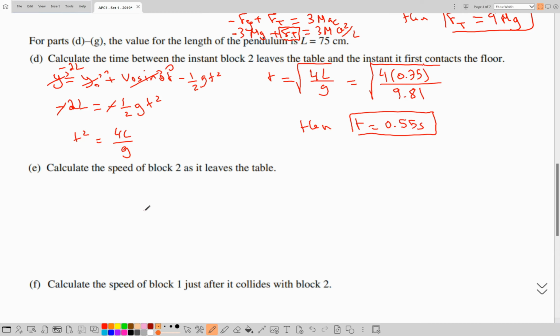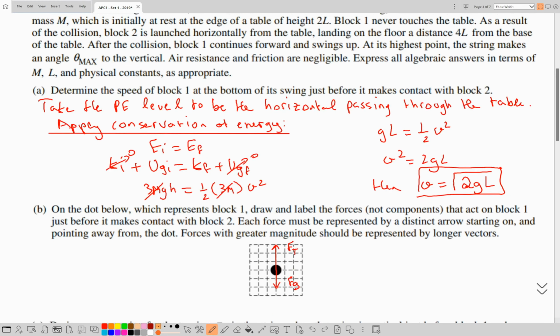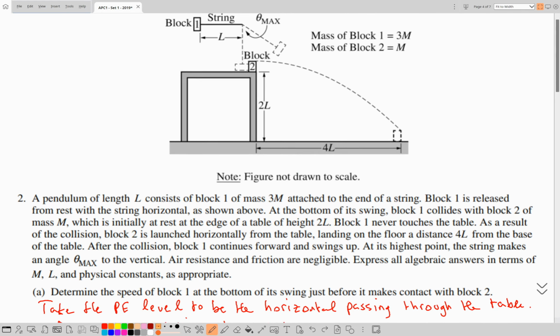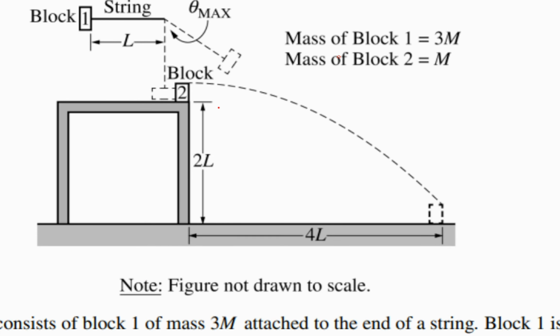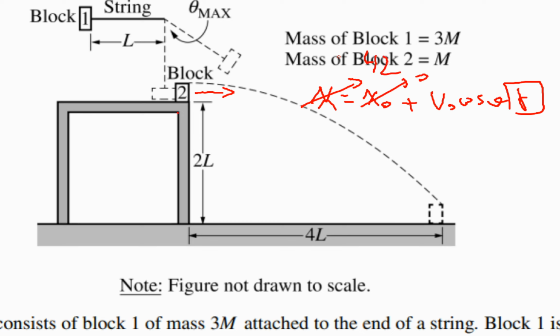Now in part E, calculate the speed of block 2 as it leaves the table. Now we know that the variables of motion, the vertical and the horizontal for block 2, are independent. The only variable that unifies both is the time. And we know that the initial launch here is horizontal, and the equation is given by x is equal to x0 plus v0 cosine theta t. Now we know the value of t, which is the same for vertical and horizontal, and we know that x in this case would be the horizontal distance, which is 4L. This is our origin here. Then we can determine the initial speed of the block.